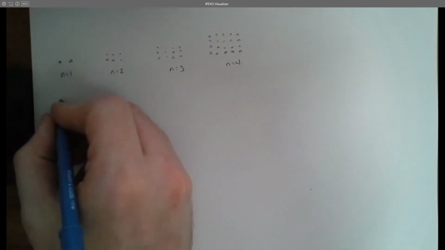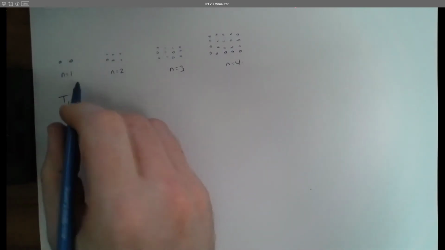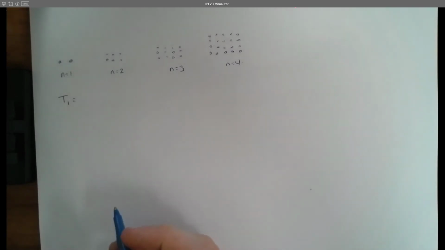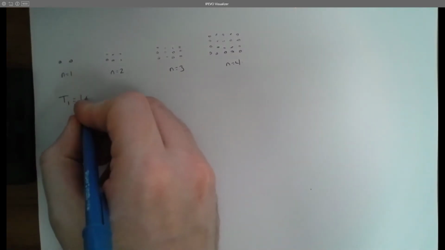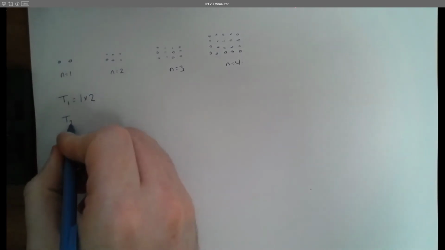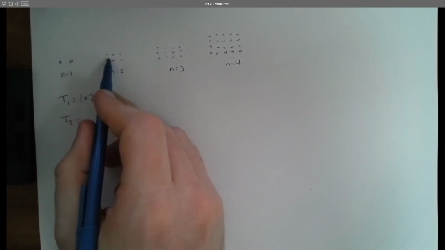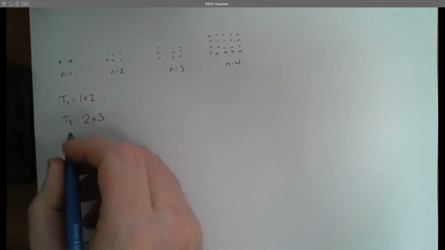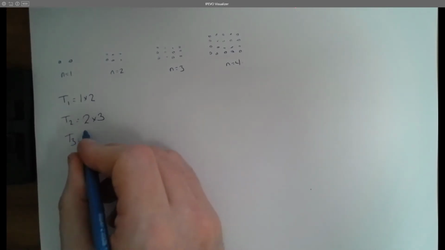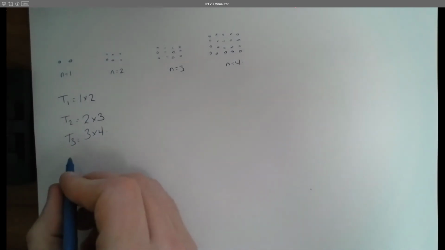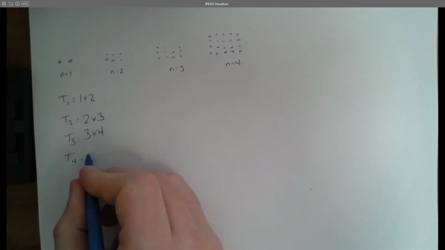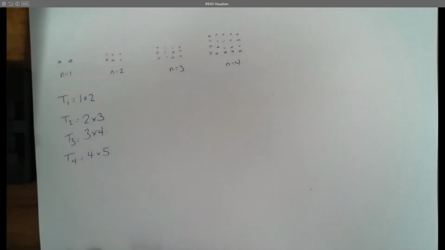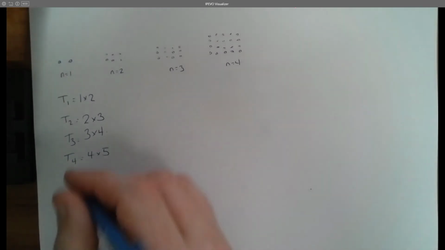So let's start by identifying what we know. So T1 gives us a value of 2. And we can think about this in terms of a square, in terms of a box. So it's really a 1 by 2 box. T2, we increase the height by 1 and we increase the width by 1. So this one is now a 2 by 3 box. T3 is a 3 by 4 box, and T4 is a 4 by 5 box. Hopefully you're starting to see a little bit of a pattern here as we begin to go through.